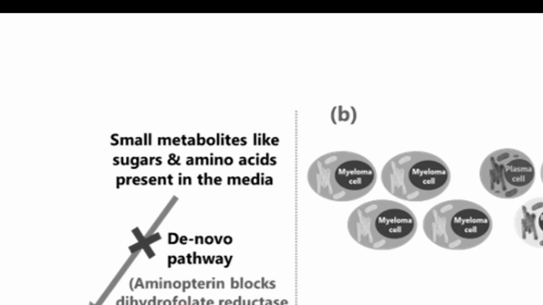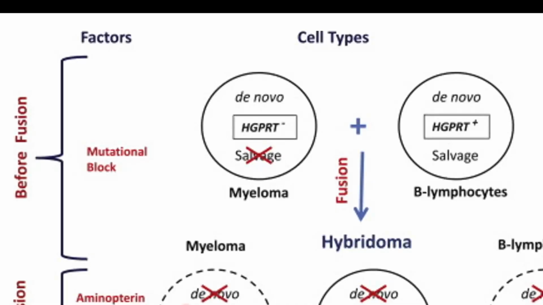Thank you, sir. Okay, great. And this is the same thing we have discussed over and over. Aminopterin is a folic acid antagonist that inhibits de novo synthesis. It blocks the enzyme dihydrofolate reductase, preventing cells from synthesizing purines and pyrimidines via the de novo pathway. As a result, only the cells that can use the salvage pathway, such as hybridomas, which inherit this ability from the B cells, can survive in HAT medium.